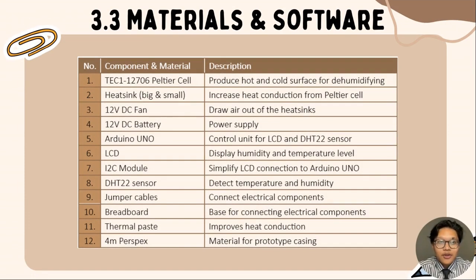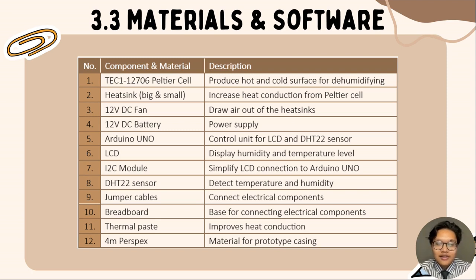So, materials and software. In the table shown here is the list of components, materials, tools and software that we use in making this prototype, and I would like to note a few of them. Firstly, the TEC1-12706 Peltier cell is selected because the cold side of the Peltier cell can produce a low enough temperature to reach dew point while consuming minimal energy. Other than that, we use an Arduino Uno connected to an LCD and a DHT22 sensor to monitor the relative humidity and temperature of the room when we test out our prototype.